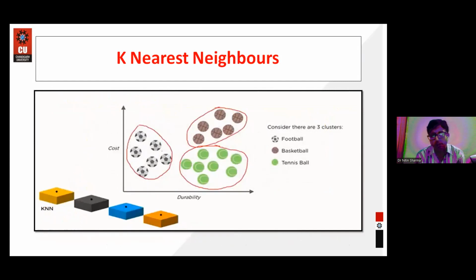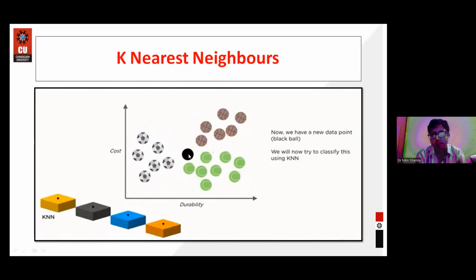Let's say these are three types of balls we need to recognize. The football has a high price but less durability. Tennis balls have more durability but less price. Basketball has more durability and more price. Let's say these two are the features. Now, when I look at a new ball and I want to categorize it among these three, just see here, I have one ball here. It has this much durability and this much cost, but I am not able to find whether this ball is a football, a tennis ball, or a basketball. Then using k nearest neighbor, I will be able to categorize or predict this.